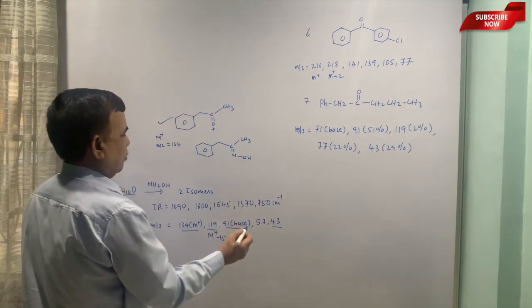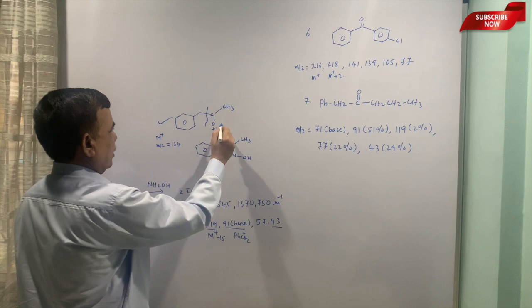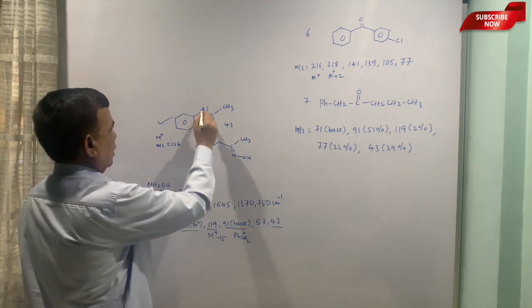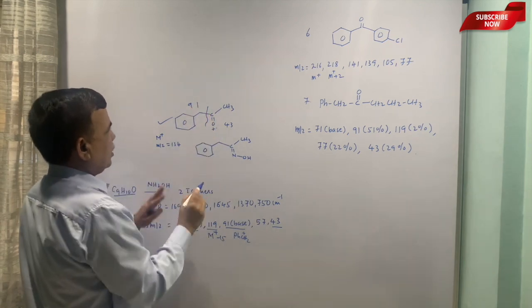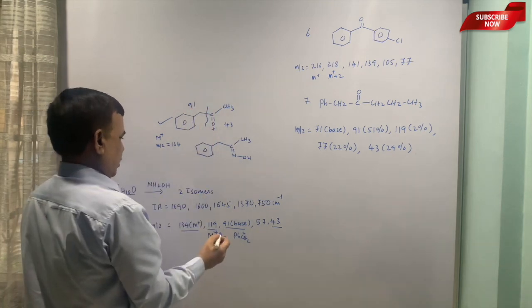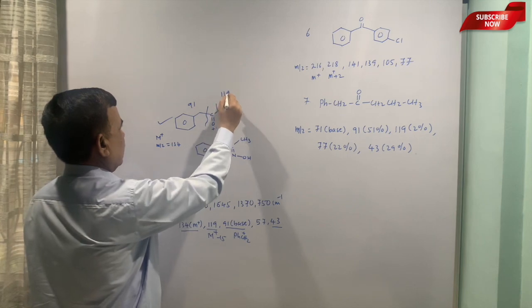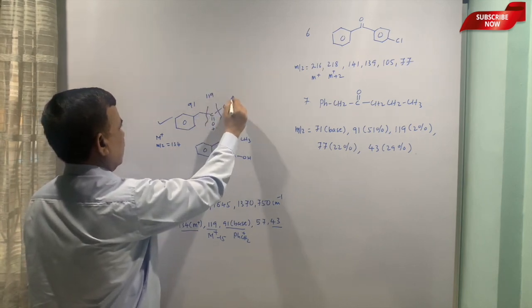43 is this COCH3. So this is 43. I'll just show it quickly. The other part is 91. So the summation is 134. 119 is this. The other part, let me put this side. This is 15.